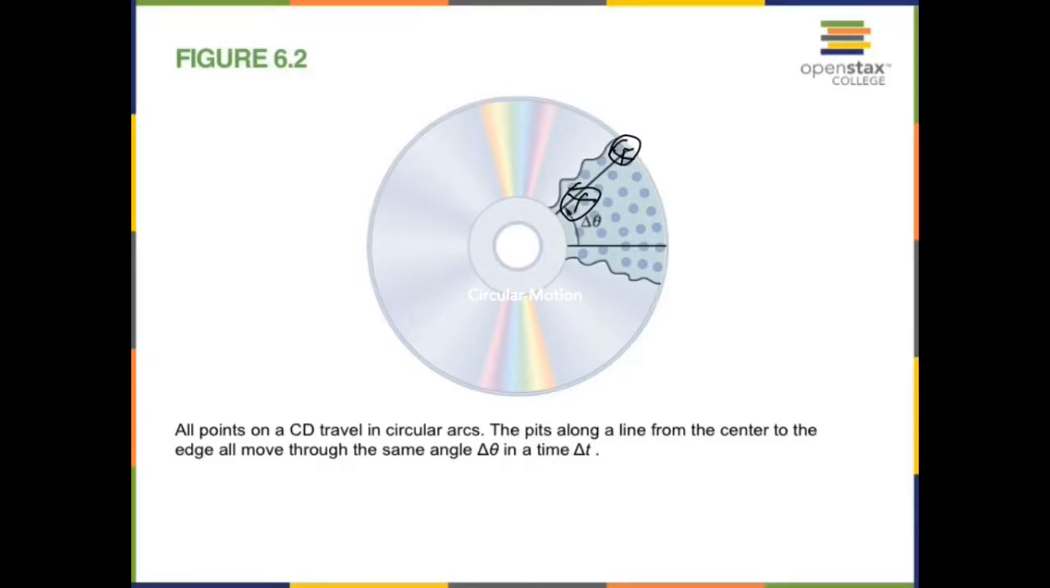So when the CD spins, the angular velocity will be the same for both, because they both complete the same angle in the same time. When this makes one complete circle, that's 360 degrees. This also makes the same complete circle in the same time. So their angular speeds are the same, but their linear speeds are not the same. The particle that is at a bigger radius is going to have a bigger linear speed.